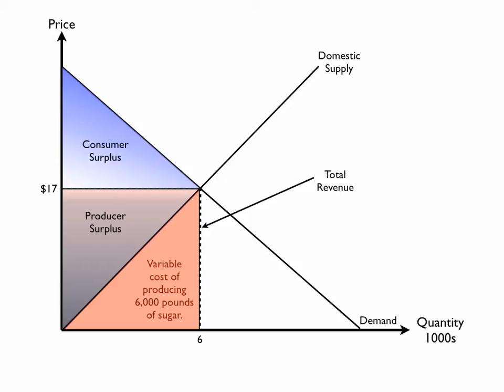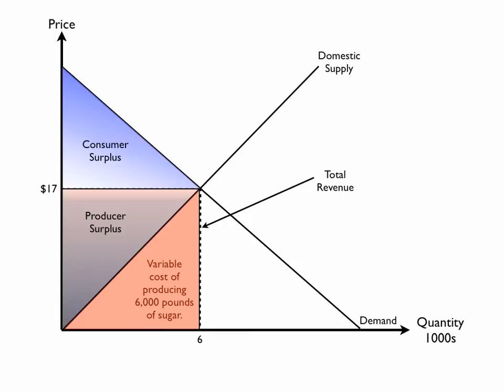So what happens is the producers receive $102,000 per day. We're going to use this on a daily basis. $102,000 per day producing and selling sugar. Half of that goes to cover their marginal cost of production. The other half is surplus. Now again, that surplus isn't necessarily profit. It could go to pay fixed costs or taxes or something like that.